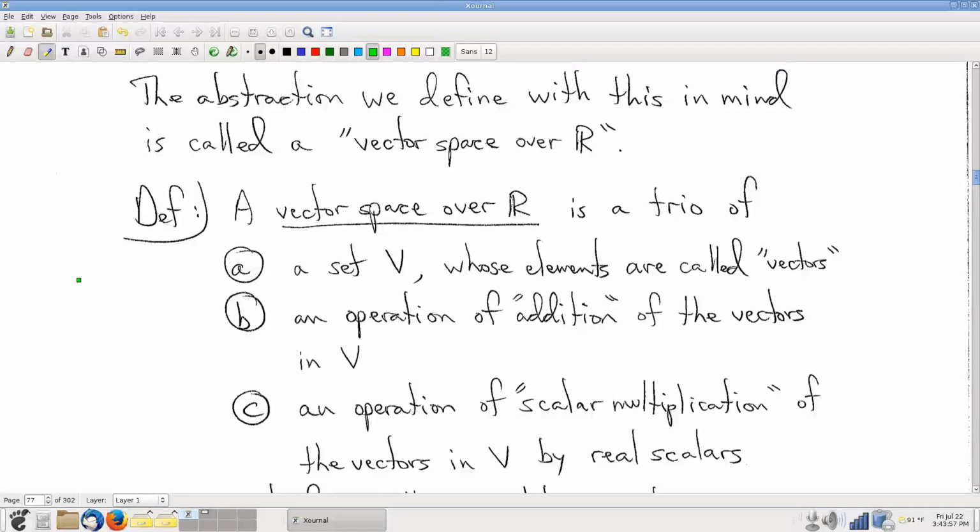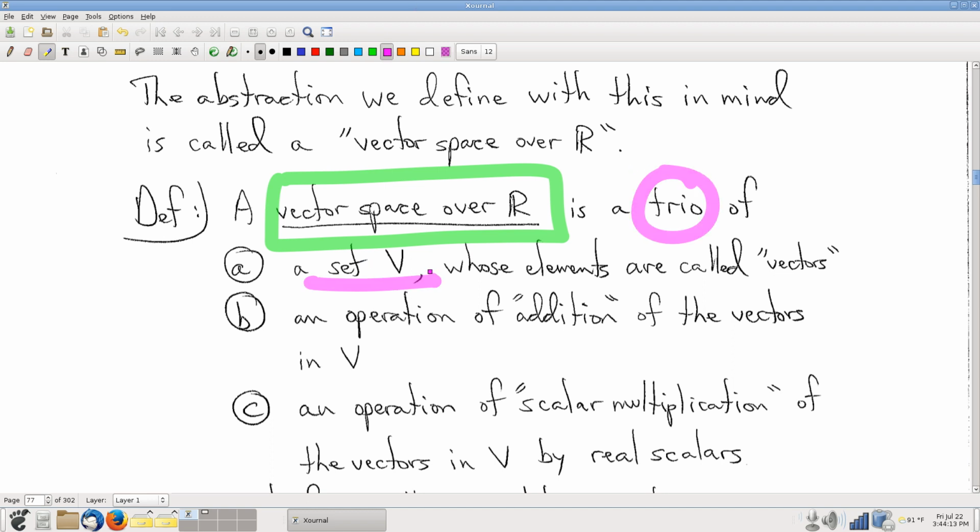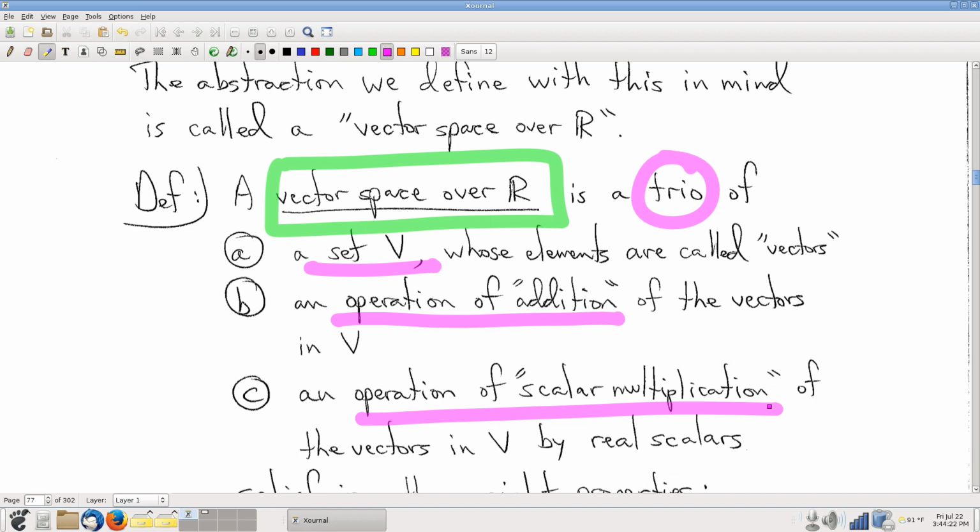So with the previous discussion in mind, we're now going to define our abstraction. This abstraction is called a vector space over R, the real numbers. And now the definition is: a vector space over R is a trio, so it's three things. We have a set called V, we have an operation of addition, and an operation of scalar multiplication.